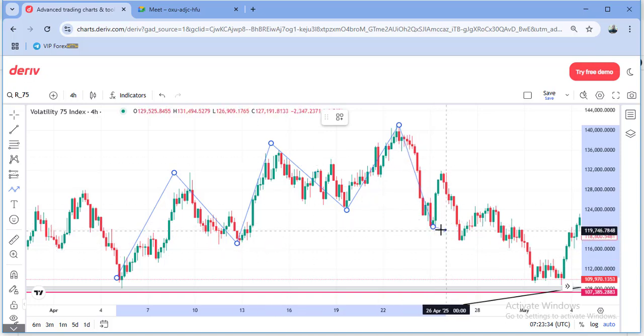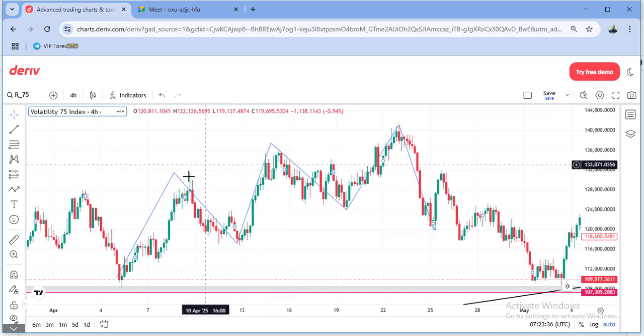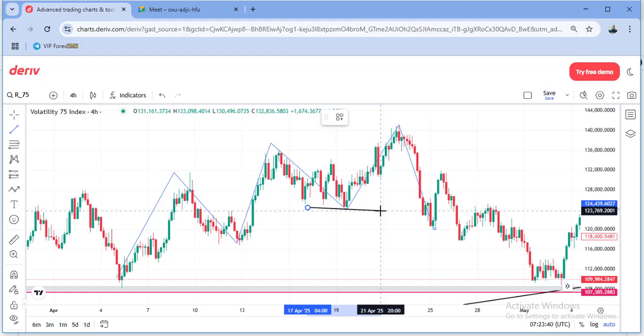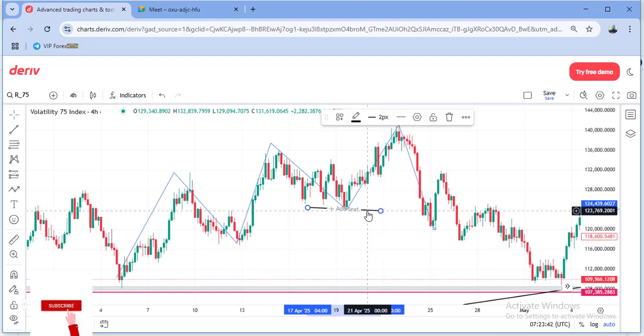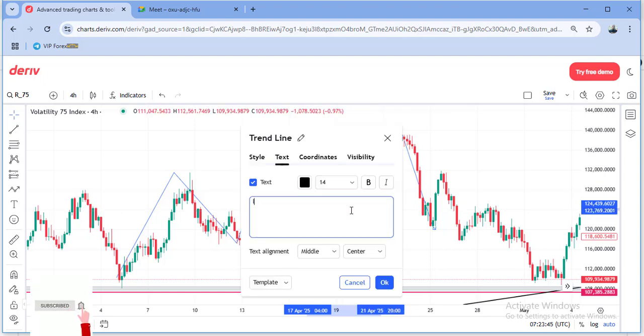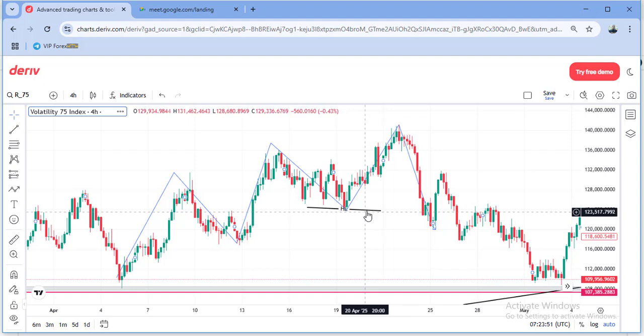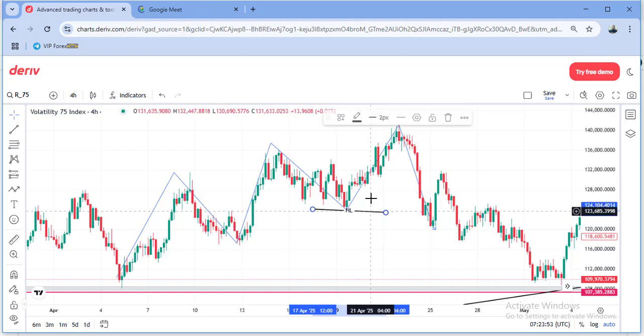Because these were all break of structures, until when price came back now and broke through the previous low, this low here that was known as the lower low at this point in time. So this higher low that was created actually got broken, which is a case of a change of trend. So when you see this, you already know that the trend is changing.